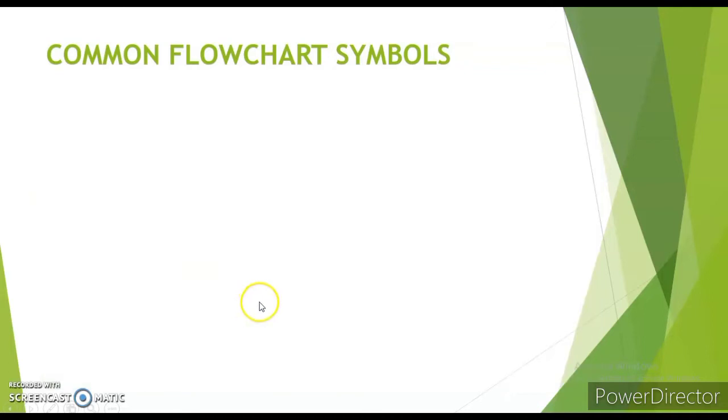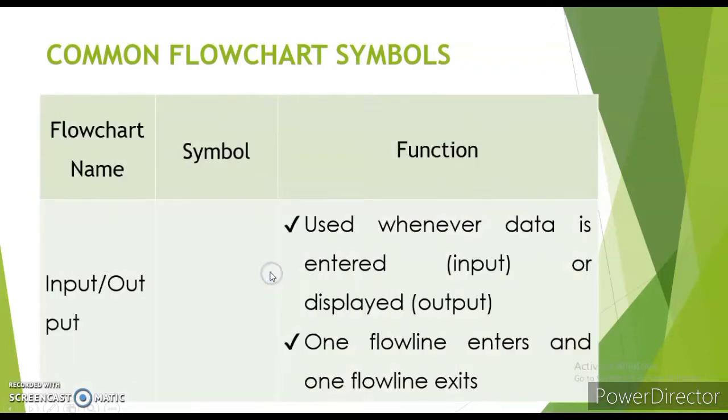For the third symbol is the input and output symbol. Anong itsura niyan? Ganyan ang itsura niyan. Anong shape yan? Rhombus. The function of this is used whenever data is entered, input, or displayed, output. So, one flow line enters and one flow line exits.